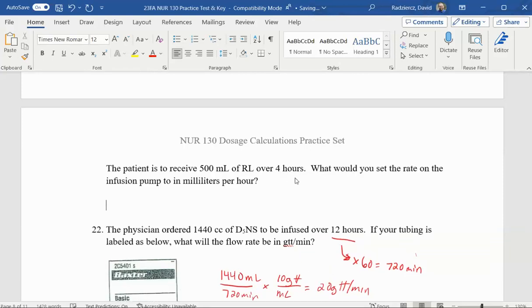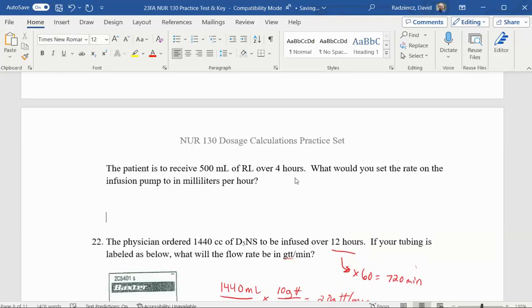So since you've looked at this before and as practice, what would you put for your answer if it's 500 milliliters over 4 hours? What would the flow rate be in milliliters per hour? Just put your answer in the chat. You can do it as a direct message if you are not 100% certain of your answer, and then I will also work through it. So go ahead and see what you get.